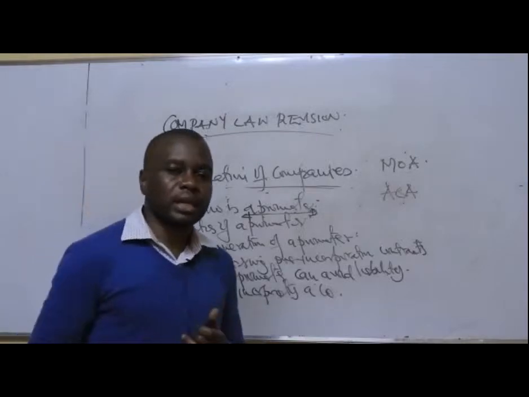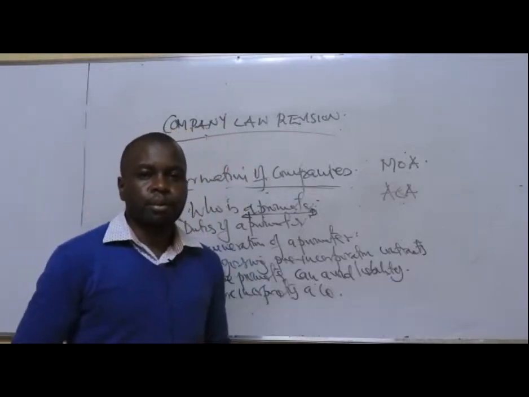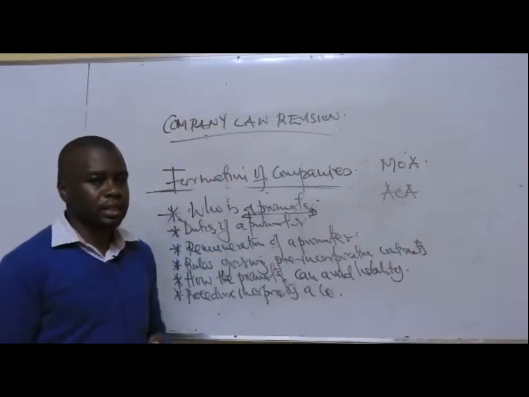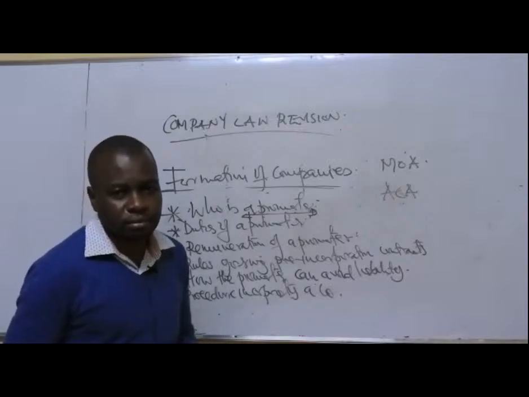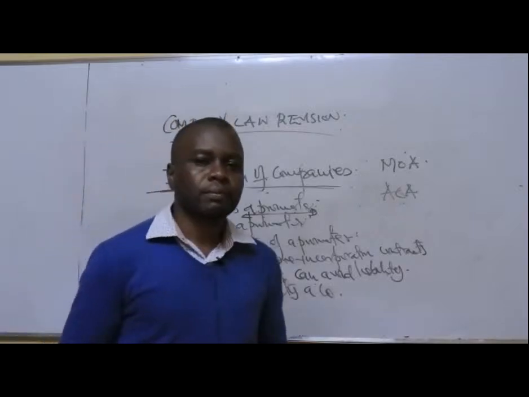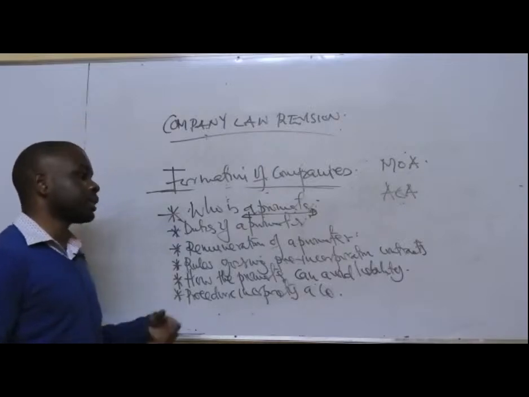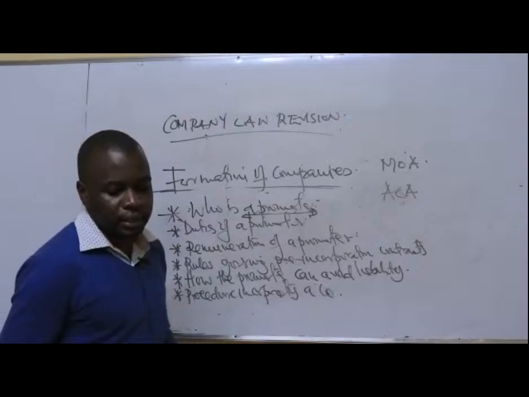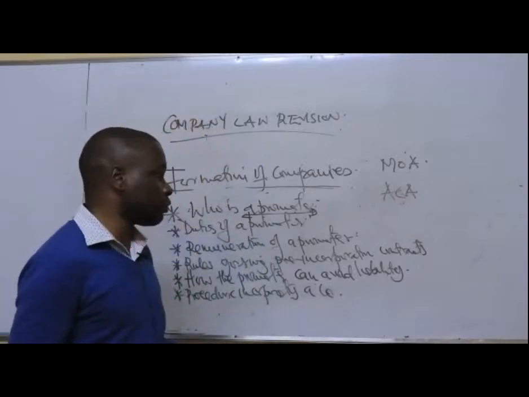So propose the name of the company, propose the registered office of the company, propose the first bankers, first auditors, first directors, prepare the constitutive documents of the company, that is the memorandum and articles of the company, enter into contracts on behalf of the company before incorporation, which are known as pre-incorporation contracts, just to facilitate the formation of the company. Then, of course, submit the required documents to the registrar for the formation of the company.